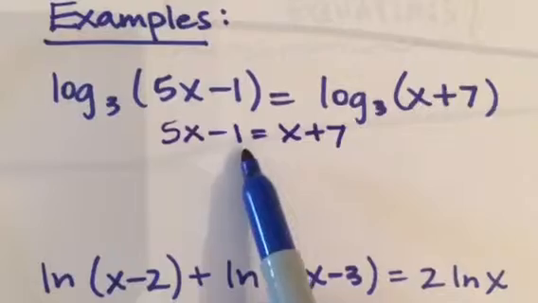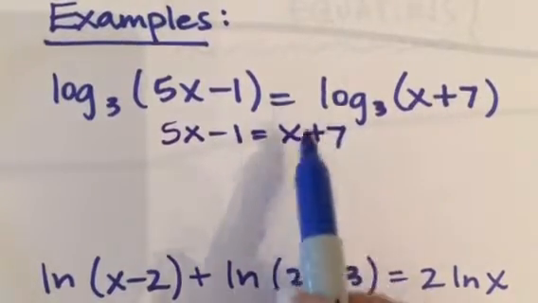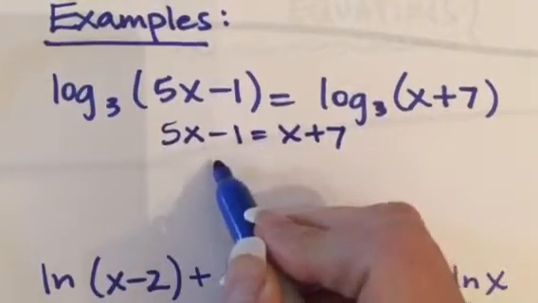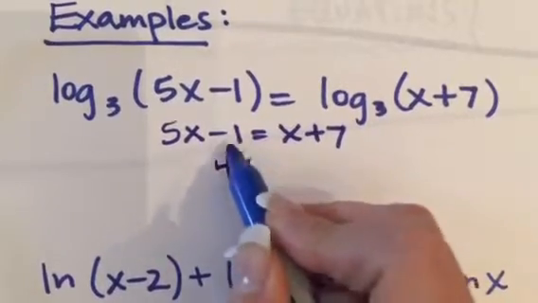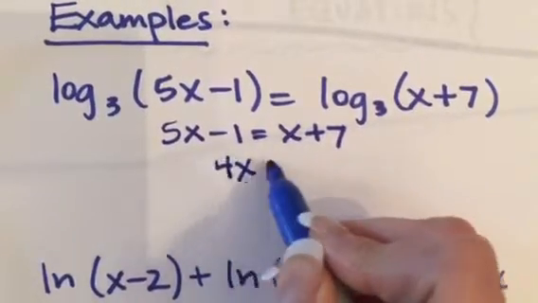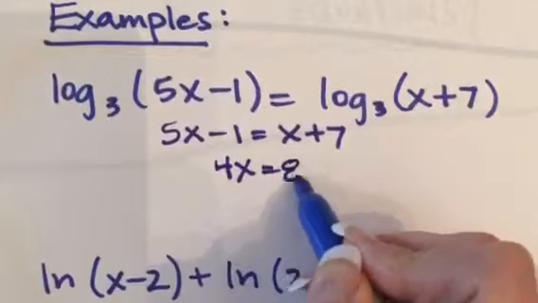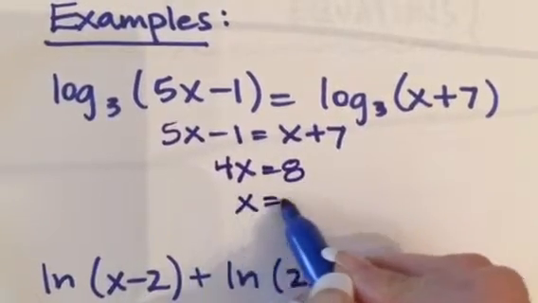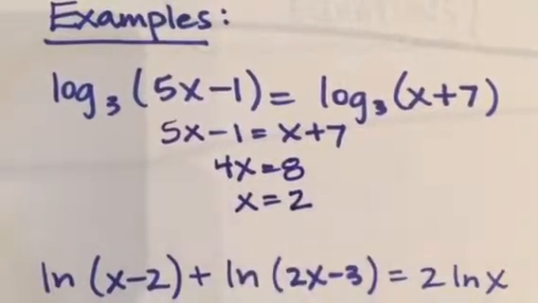Okay, so 5x minus 1 is equal to x plus 7. Subtract an x from this side would give us 4x. Add a 1 to both sides, and that would give us 8. And we would have x is equal to 2.